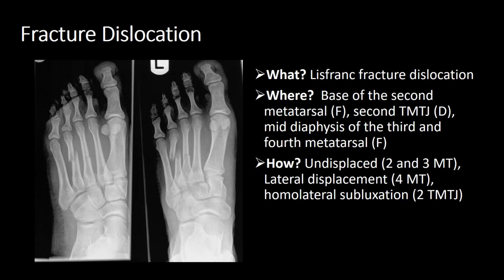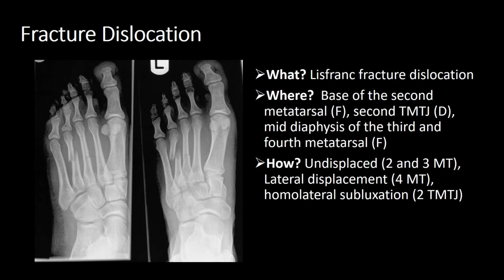So what is it? It's a Lisfranc fracture dislocation, where it's the base of the second metatarsal for the fracture, it's the second tarsometatarsal joint for the dislocation, and it's the mid-diaphysis of the third and fourth metatarsal. So it's undisplaced at the second and third metatarsal. You've got lateral displacement of the fourth metatarsal, and you've got homolateral subluxation of the second tarsometatarsal joint.